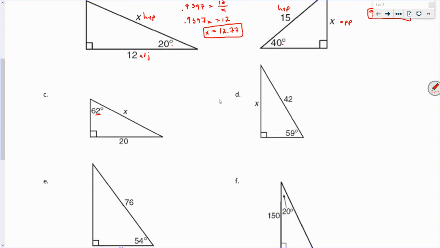Moving onward. Looking at this angle, this is the opposite side and this is the hypotenuse. So sine of 62 equals 20 over x. Sine of 62 is 0.8829, equals 20 over x. Multiply both sides by x to get it off the bottom. And then 20 divided by that decimal.